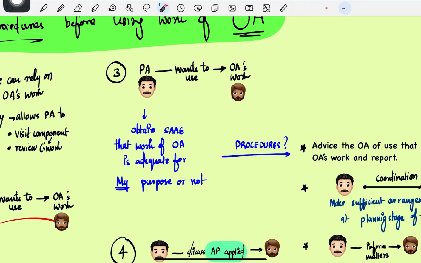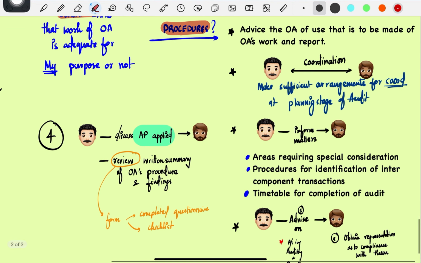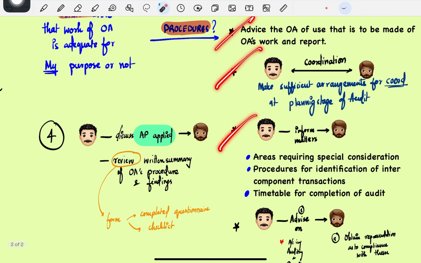How will I obtain this sufficient and appropriate audit evidence? By performing procedures. So what are the procedures? There are basically four procedures. The first procedure: I will advise the Other Auditor of the use that is to be made of the Other Auditor's work and report. I will tell him, this is your work, I want to use your work in such and such a way. So advise the auditor of the use that is to be made of his work and report.